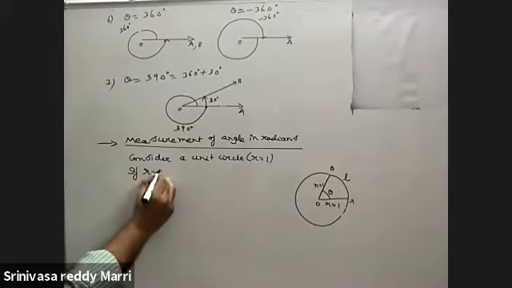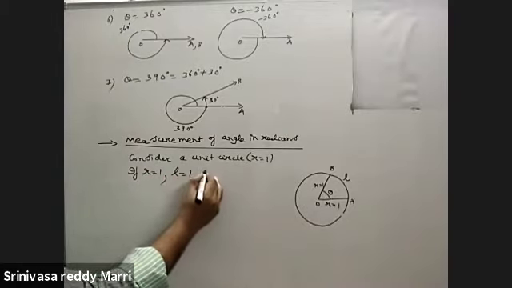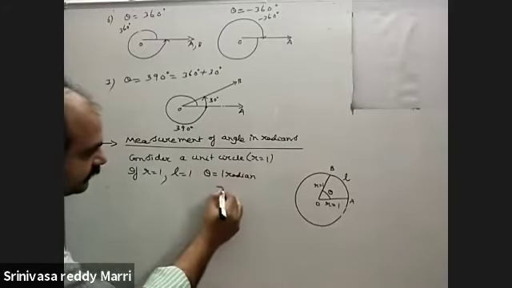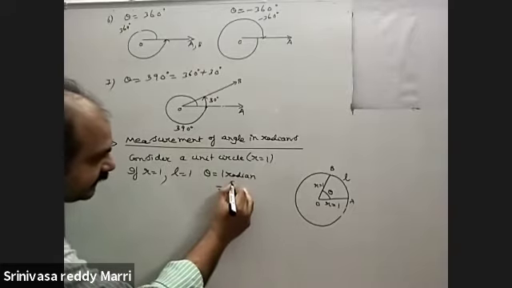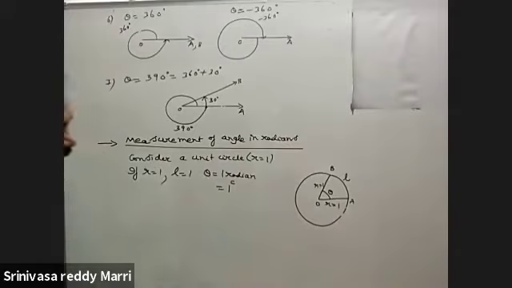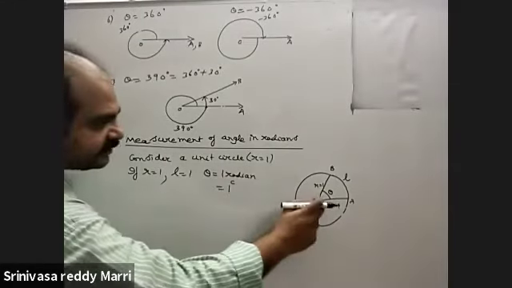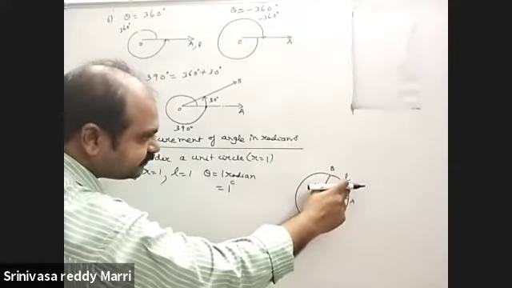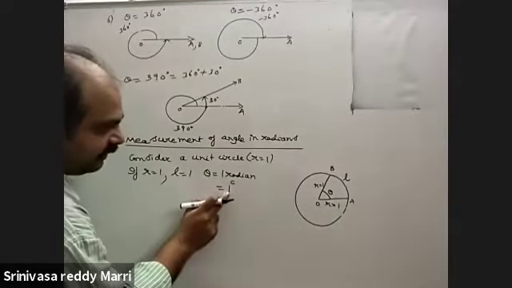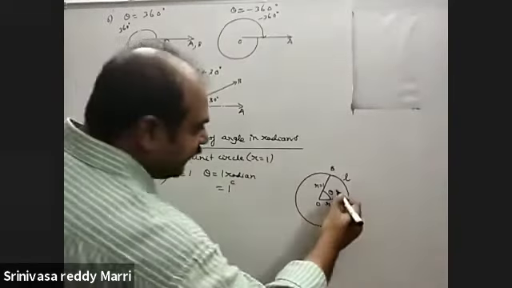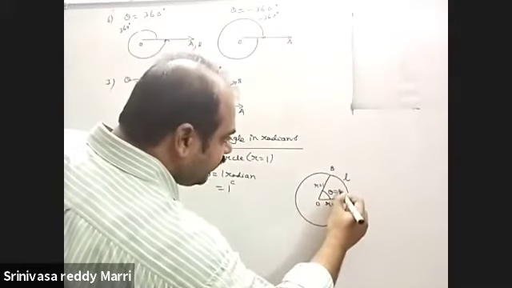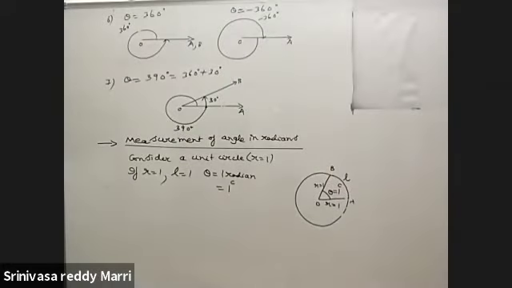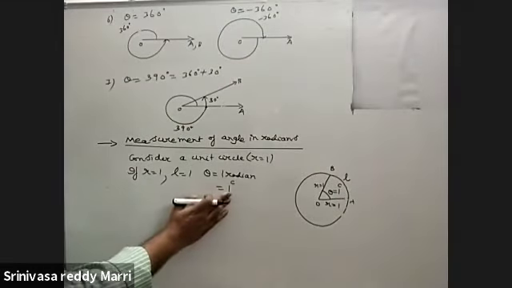If R equals 1 and L equals 1, theta is called 1 radian. Just like degree, it will be indicated like this: theta equals 1 radian. That means if radius equals 1 and this arc length AB is 1, then we will say that theta is 1 radian. As it is positive, we have measured in the anti-clockwise direction. This is 1 unit of measurement, 1 radian.